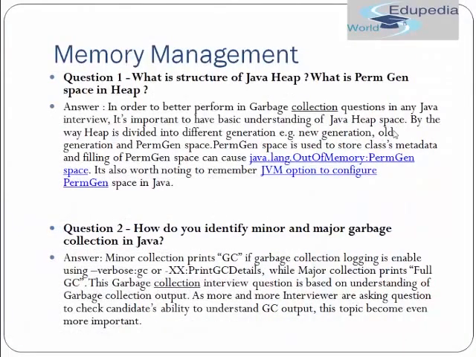Now let's go to question number 2. How do you identify minor and major garbage collection in Java? Minor collection prints GC if garbage collection logging is enabled using verbose GC. So if you do a minor collection, it will simply print whatever is there, and if you have enabled logging using verbose GC or -XX:+PrintGCDetails, it will give you the details. While major collection prints Full GC.